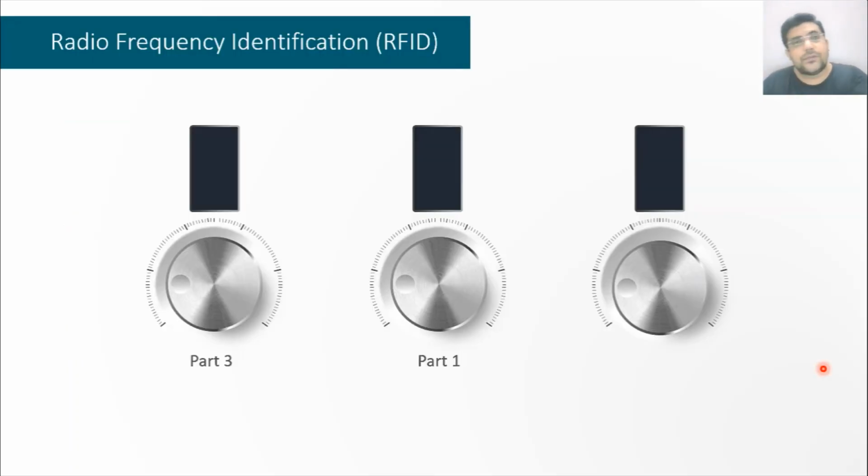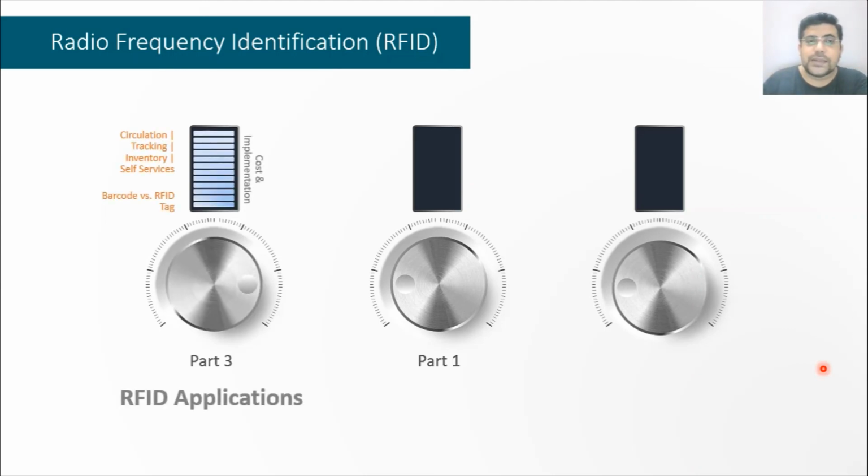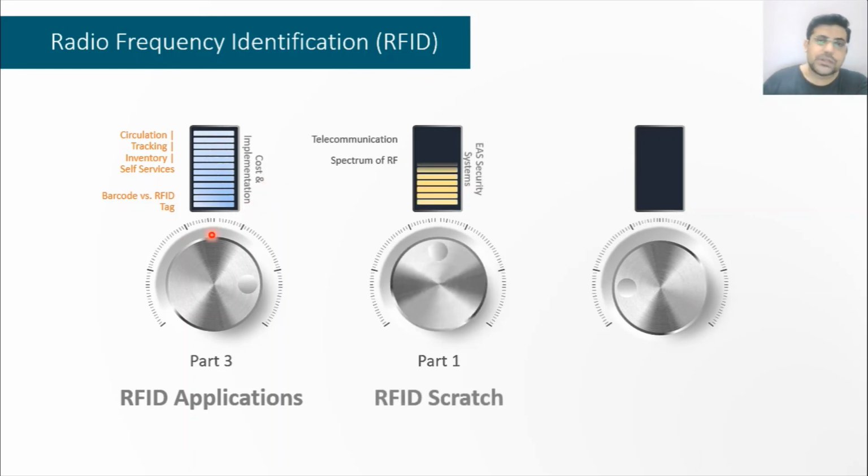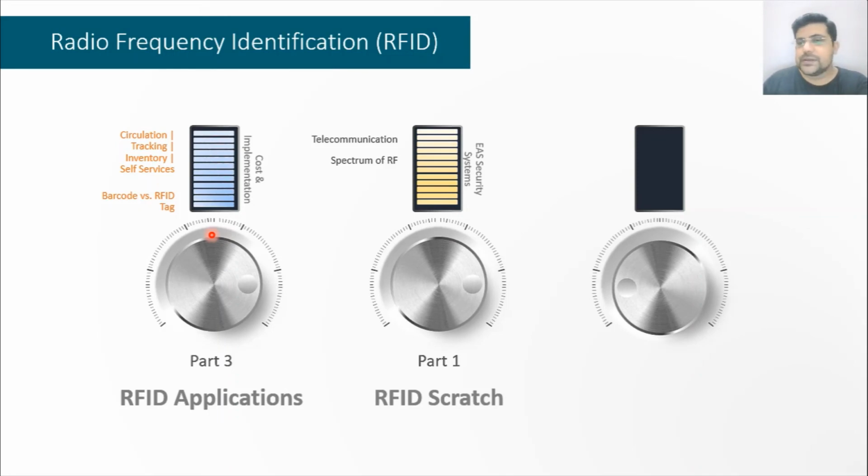Okay, that's all for part 2, and in part 3 we will talk about RFID applications in libraries. We'll discuss the applications used for circulation, tracking, inventory, and self-services, and we'll also talk about the difference between barcode and RFID tag, and the cost and implementation within Pakistan. And you must watch part 1, as I said last. It covers RFID from scratch, so you must watch part 1 and part 2, and then part 3 also.